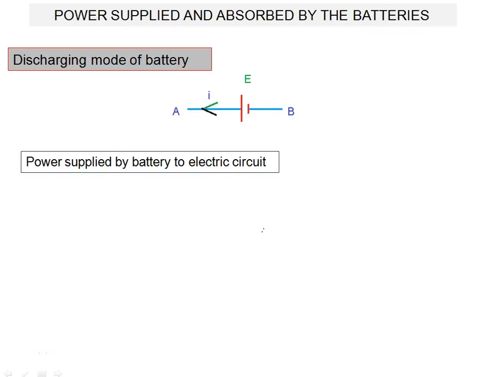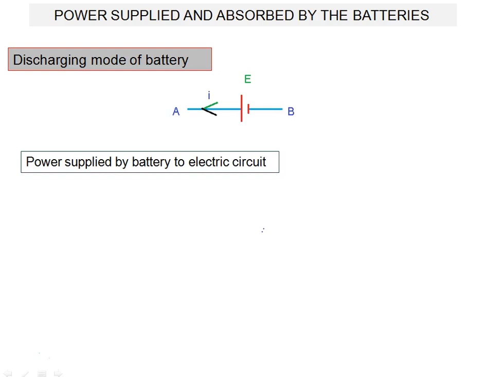So now we will discuss a new topic, that is the power supplied and absorbed by the battery. The very first condition we are discussing is the discharging mode of the battery. I hope it is clear to all of you. In this situation we have a battery of EMF E, and it is connected in a circuit, supplying a current I in the circuit, so it is the discharging mode of the battery.